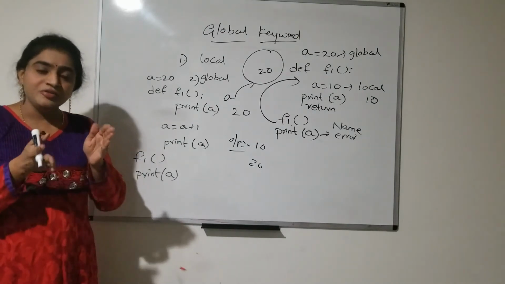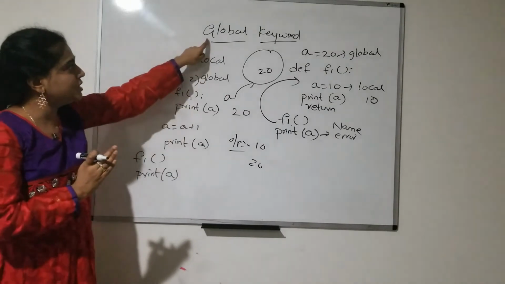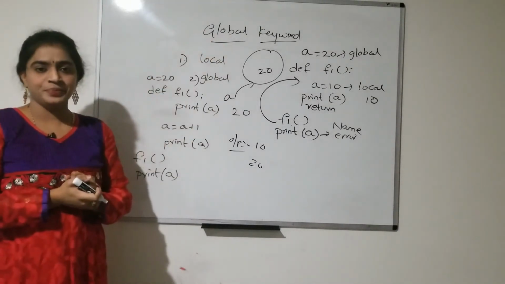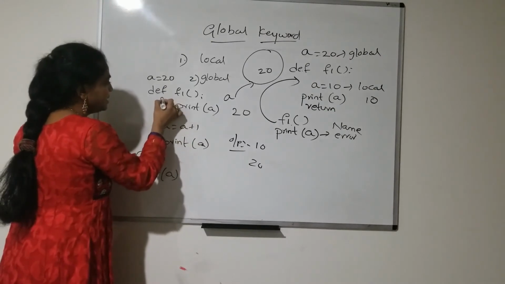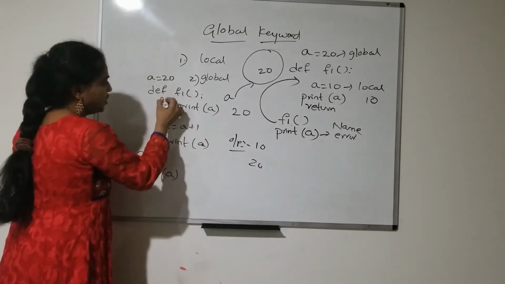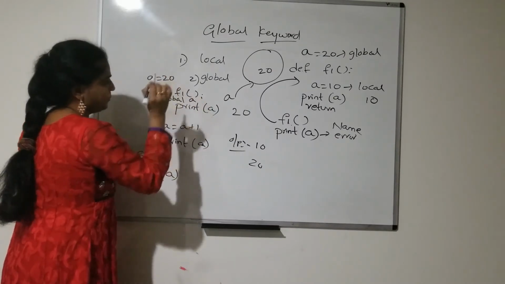So, if you want to modify that value, it is possible by using the global keyword. Okay. How to write that global keyword? See here, after the function definition, in the first line you can write global space A.